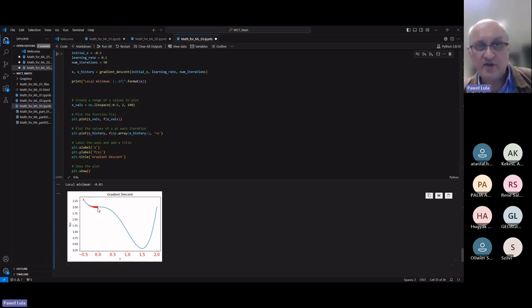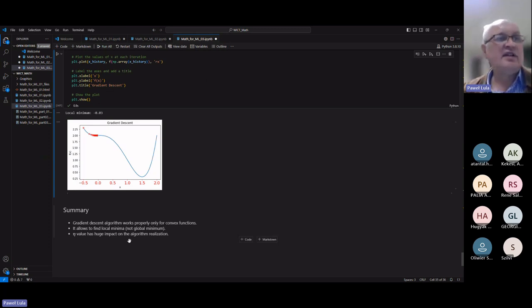But we found this local minimum. It is a very small local minimum we have here. And at this point, our algorithm finished its work. It was not possible for it to leave this local minimum and go to this point. So it is the biggest problem which we have with this numerical method which we use for finding the minimum value.